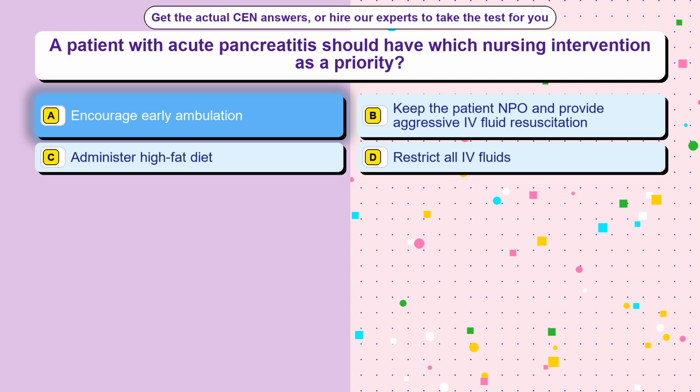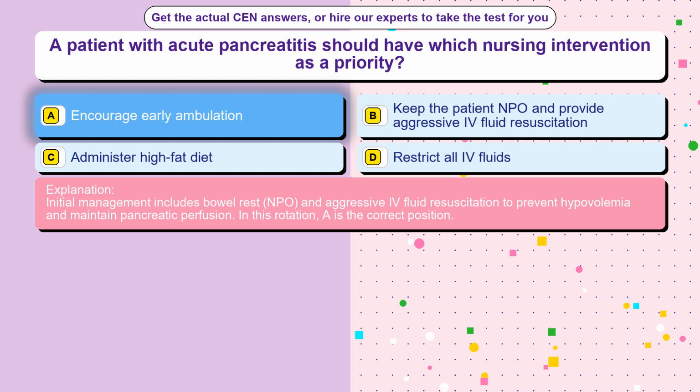The correct answer is option A. Encourage early ambulation. Initial management includes bowel rest, NPO, and aggressive fluid resuscitation to prevent hypovolemia and maintain pancreatic perfusion. In this rotation, A is the correct position.